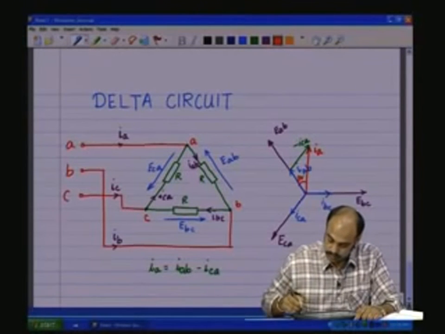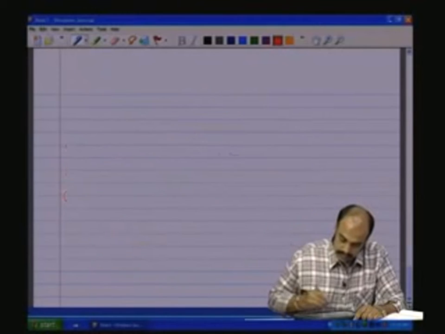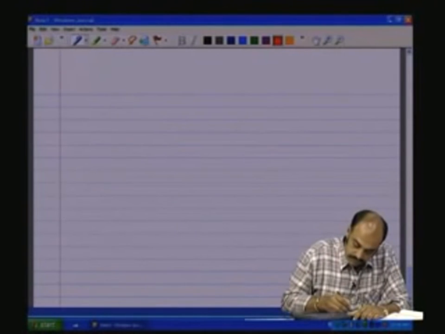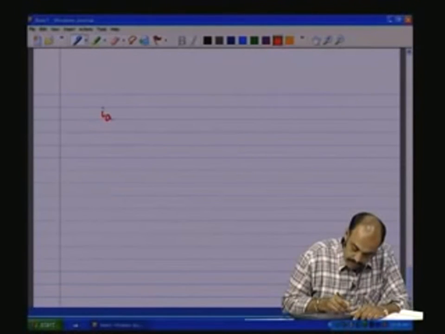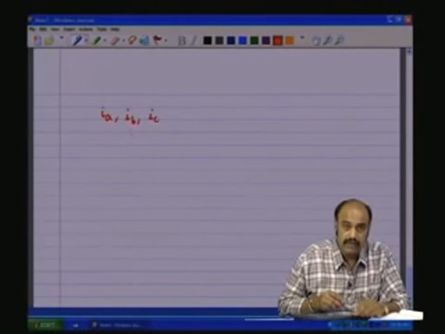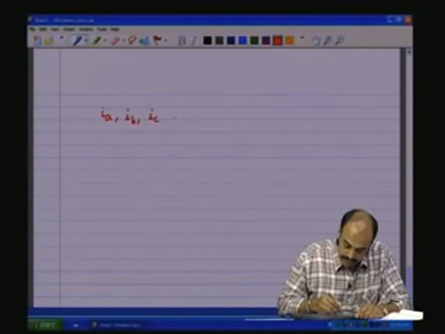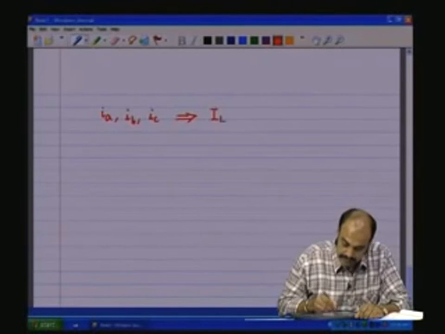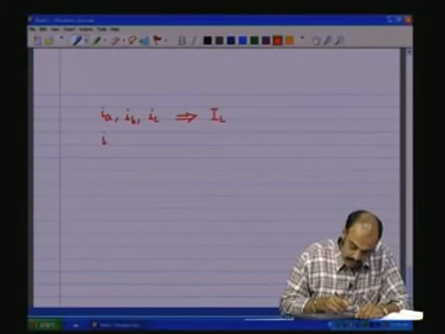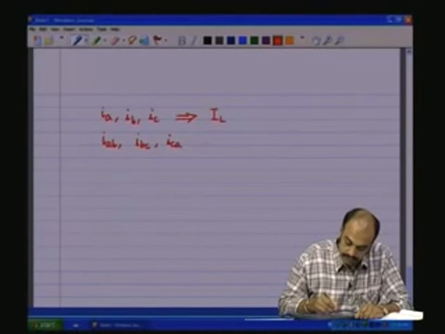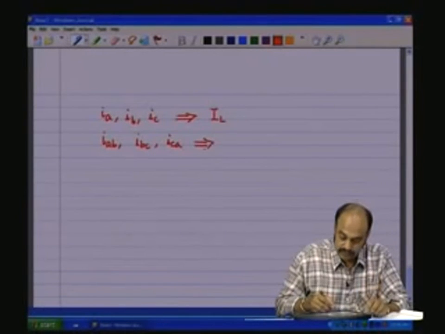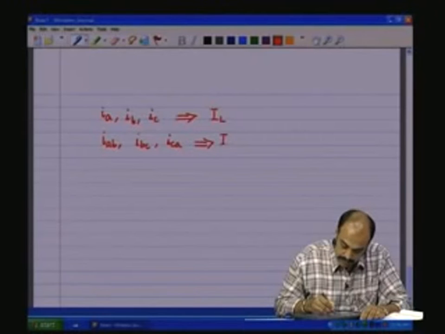So, here too, if you say that IA, IB, IC, they are all having the same effective amplitudes, and we will say that it is the line current IL. Okay. IAB, IBC, ICA, they are all having the same effective values I phase.